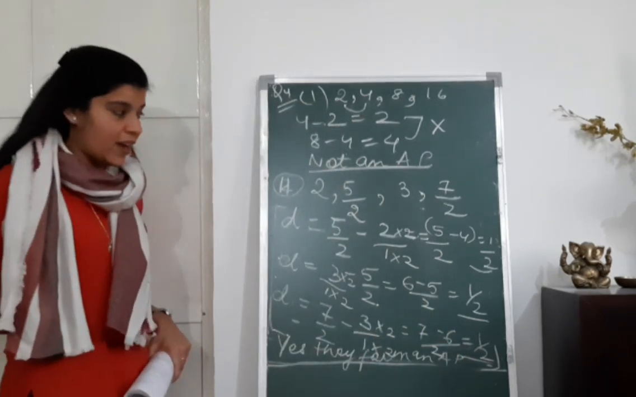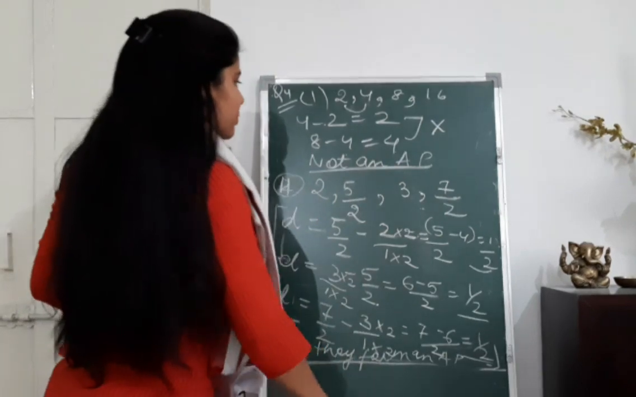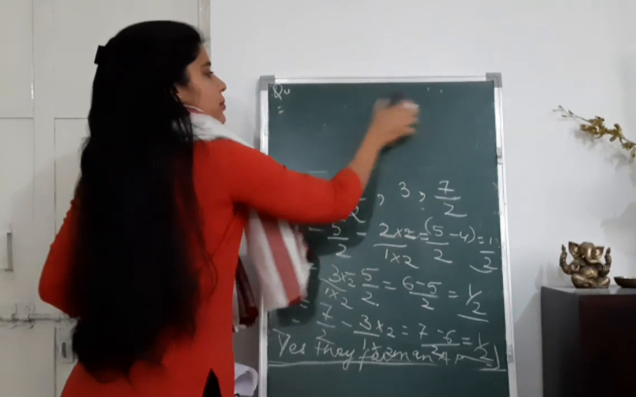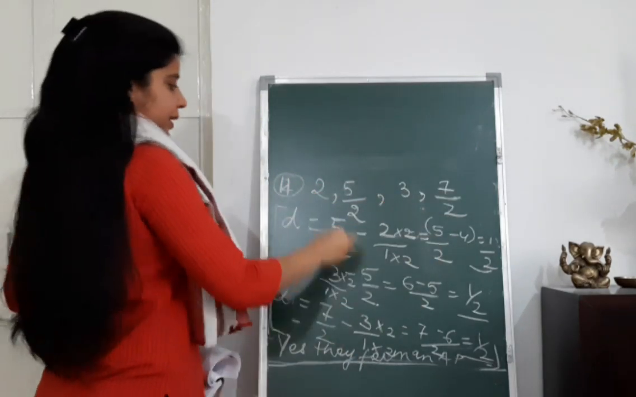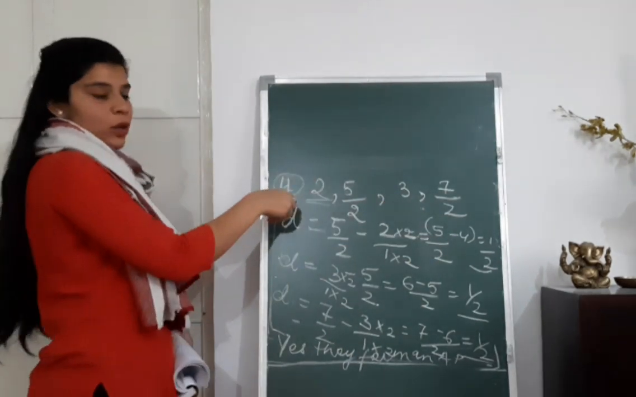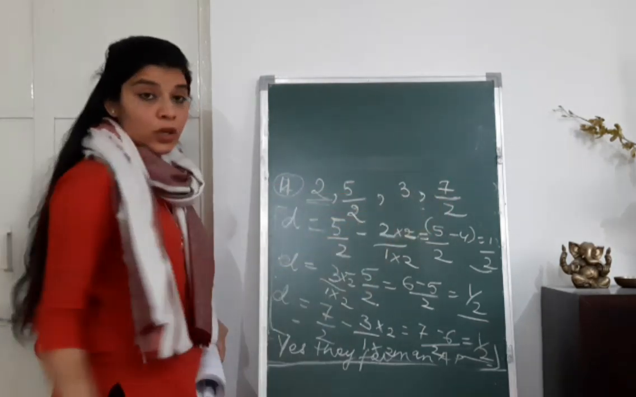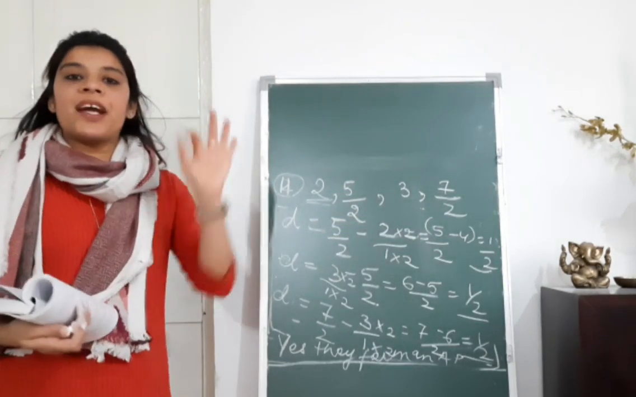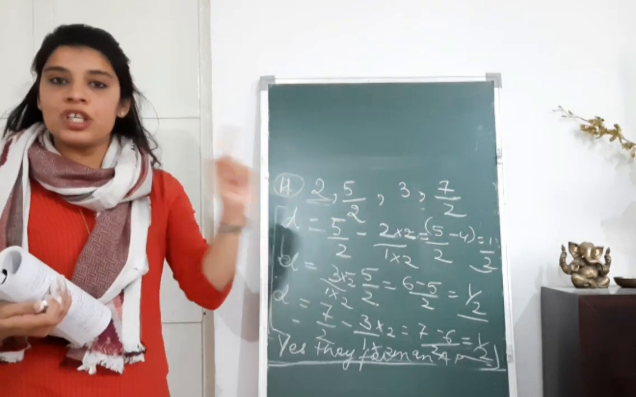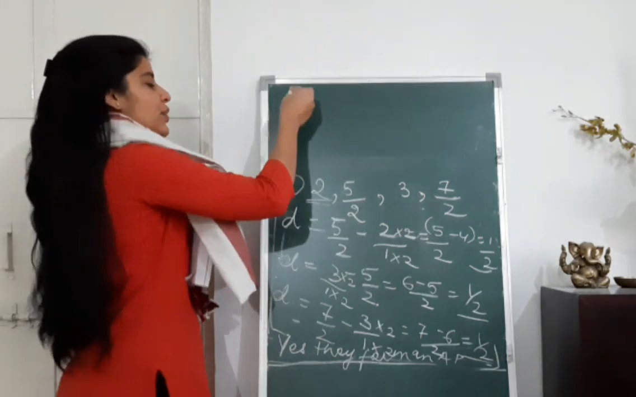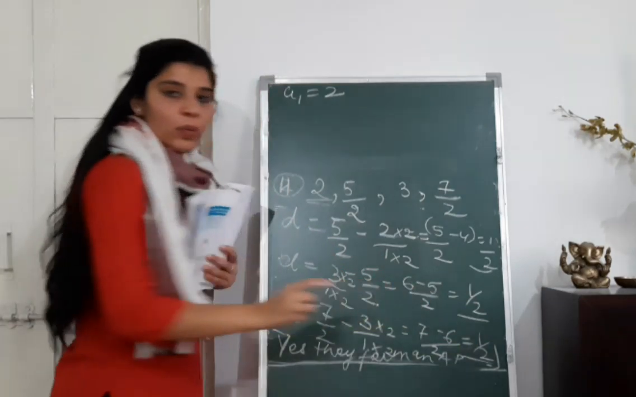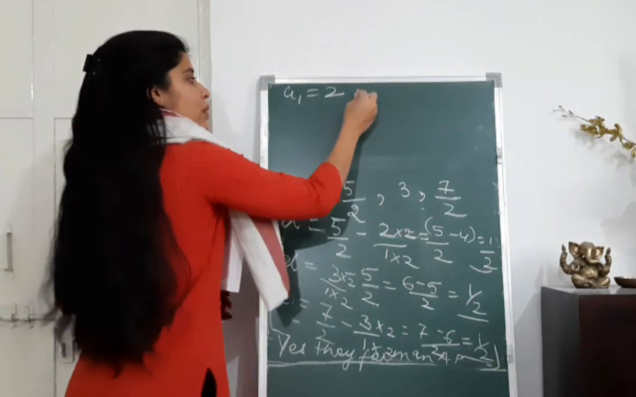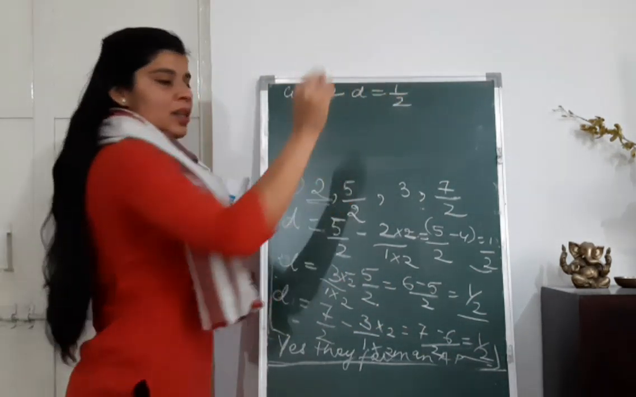Now what do we have to find? We have to find the next 3 terms of the sequence. So how are we going to find that? See, clearly we know first, second, third, fourth. So we have to find the 5th, 6th and 7th term of this AP, right? Now we know A1 is equal to 2, and from this calculation, we know D is equal to half, right?